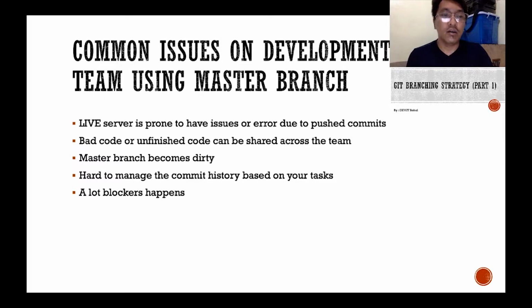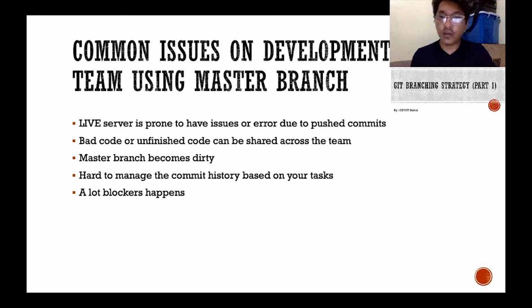Another is that bad code or unfinished code can be shared across the team. Let's say one developer at the end of the day hasn't finished the task yet and commits it just to save the updates, and then pushes it to the master branch. Accidentally pushed to your master branch, so bad code or unfinished code can be shared. And remember, your master branch is used on the live server, so your live site can go down or fail.